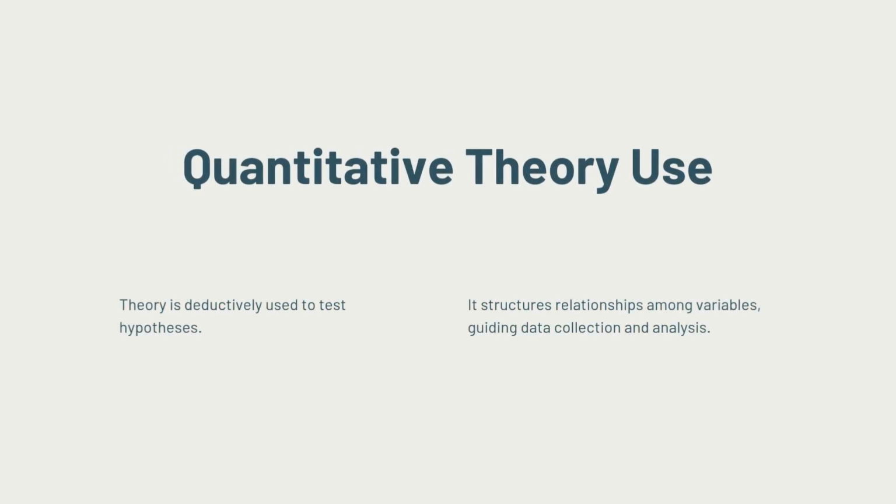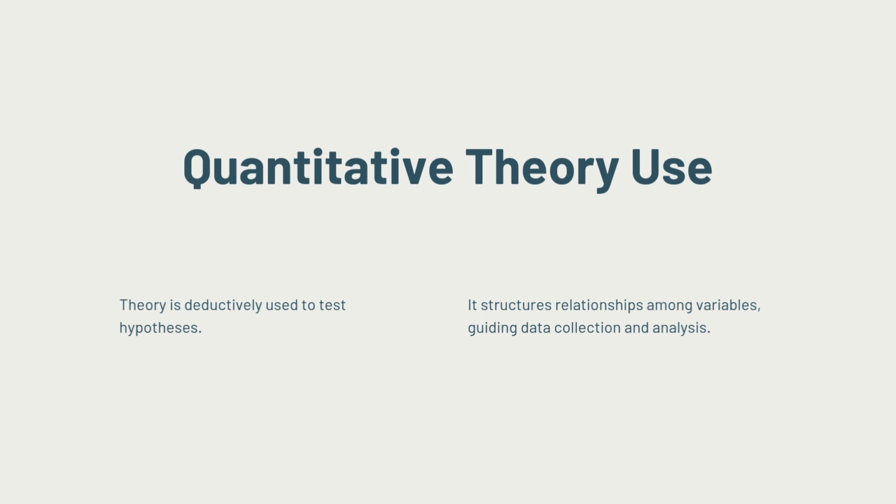Hello, everyone. In this video, we are going to discuss how theory is used in quantitative research. In this approach, the theory is deductively used to test hypotheses. It also provides a structured framework to understand the relationships between the variables. And these variables are key to understanding how the theory operates within your study.